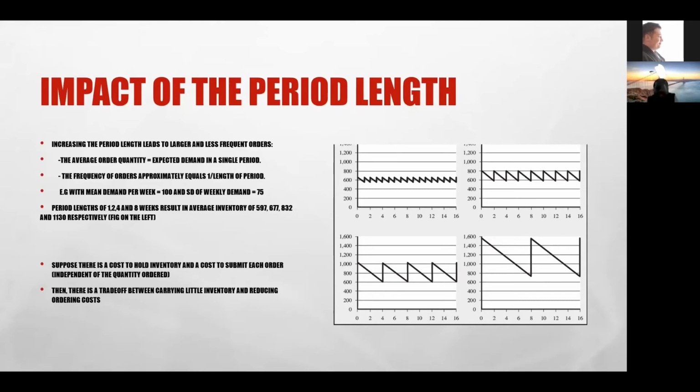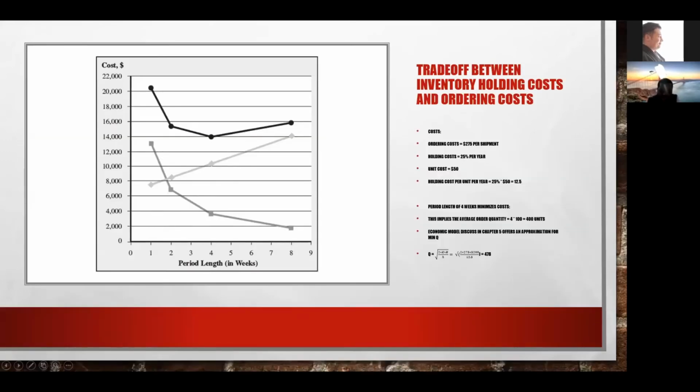Suppose there is a cost to hold inventory and a cost to submit each order, independent of the quantity ordered. Then we see that there is a trade-off between carrying little inventory and reducing ordering costs. That takes us to our next slide, the trade-off between inventory holding costs and ordering costs. If the ordering cost is, for example, $275 per shipment, the holding cost is 25%, and the unit cost is $50, you'll see that the holding cost per unit per year is 25% of $50, which is 12.5. The period length of 4 weeks minimizes cost, as can be seen. This implies the average order quantity should be 4 times 100, which is 400 units.